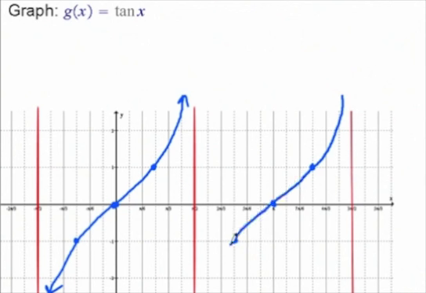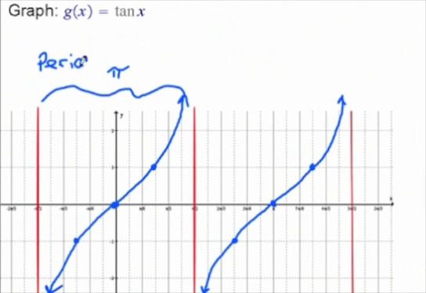So the period of a tangent graph is going to be the length that repeats itself. And that would be this length here, which is only pi. So the period of a tangent function is going to be pi. It's a little bit different than the sine and cosine, which is 2 pi. And also this thing starts at 0 and goes to the left and goes to the right. Where with sine and cosine, we usually start at 0 and just go to the right.